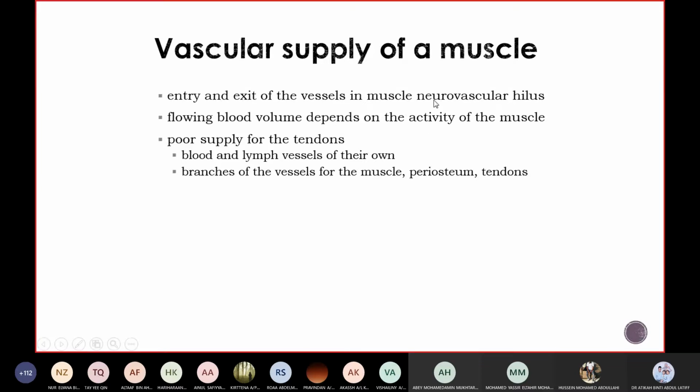We have the neurovascular hilus, which I mentioned in how the nervous system goes into the muscle or supplies the muscle. The same hilus also creates entrance and exit for the vessels. So the flowing blood volume, of course, depends on the activity of the muscle. The more active the muscle, the more blood needs to go in and supply oxygen. The tendons, however, receive poor blood supply. They have their own blood supply and lymph vessels coming from branches from vessels supplying the muscles, periosteum, and tendons.